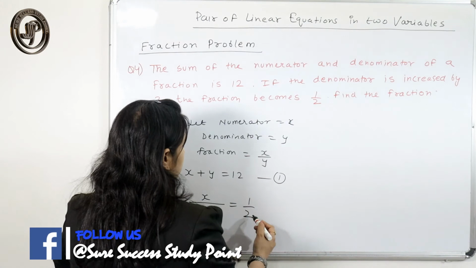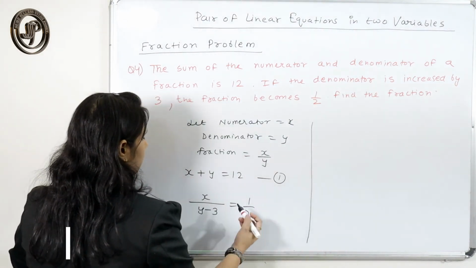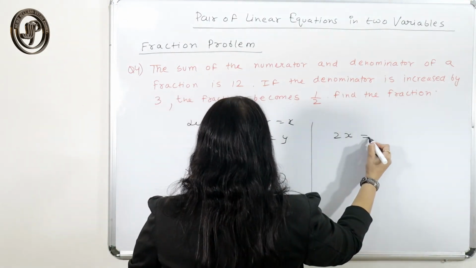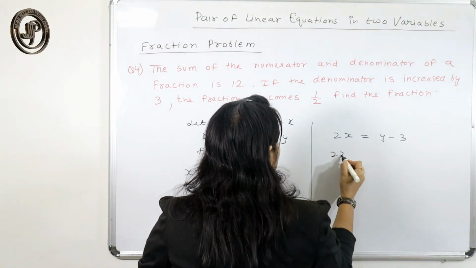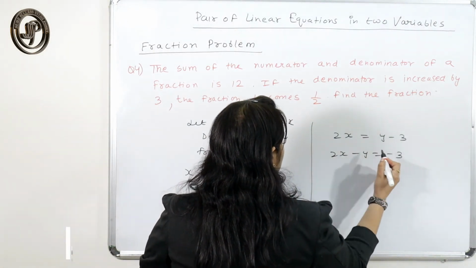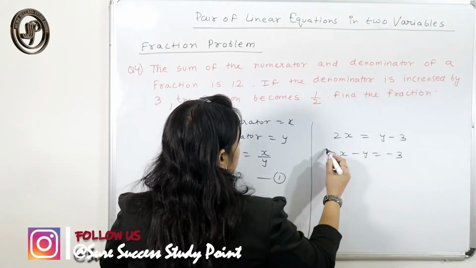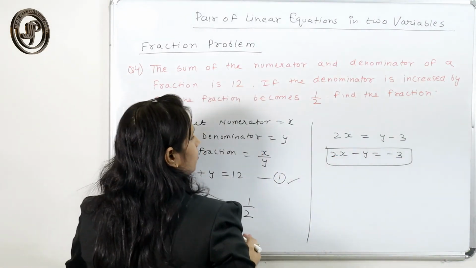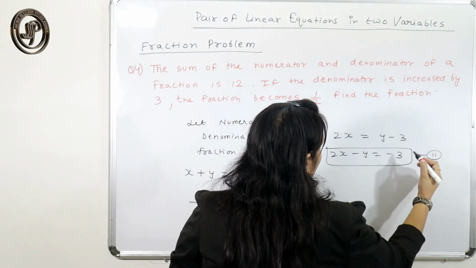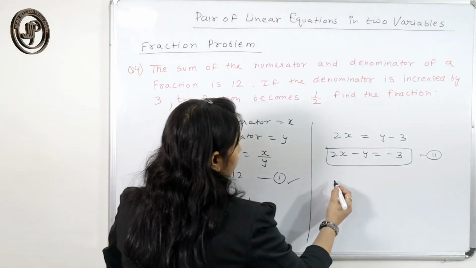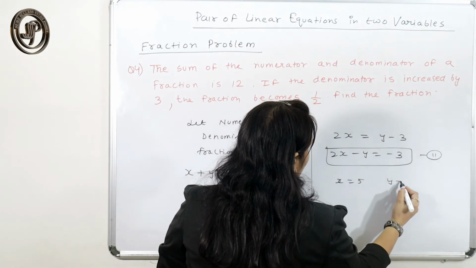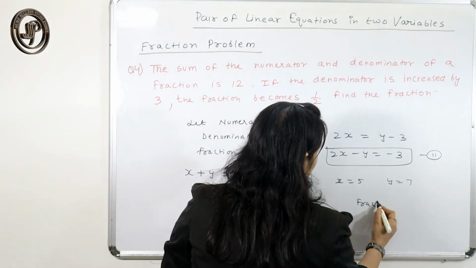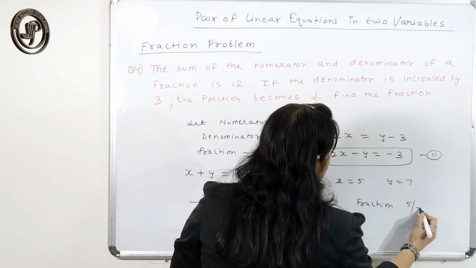Okay. Now you just cross multiply. So you will get 2x equals y minus 3. So 2x minus y is equal to minus 3. So that is the second equation. This is the first equation. Now you can solve these two equations to find the values of x and y. After solving you will get x as 5 and y is 7. So your fraction will be 5 by 7.